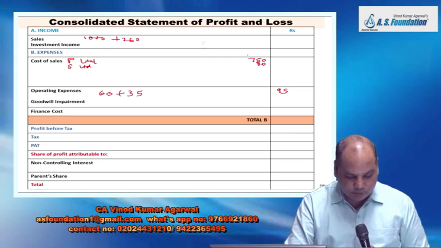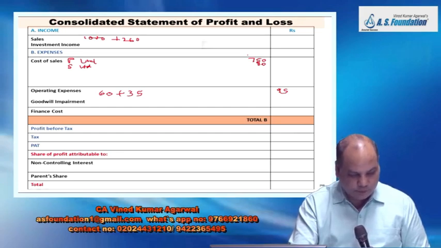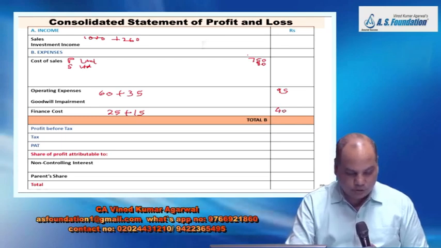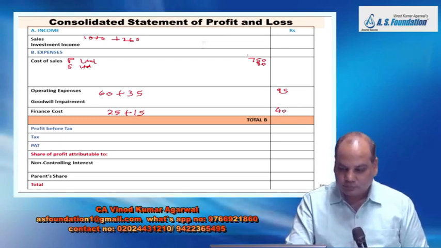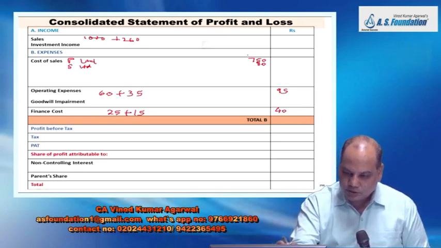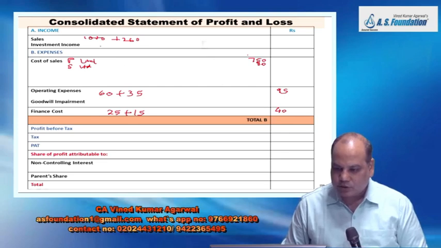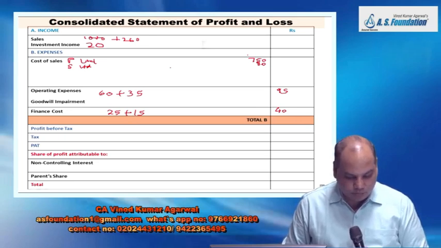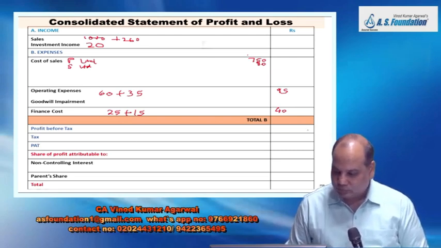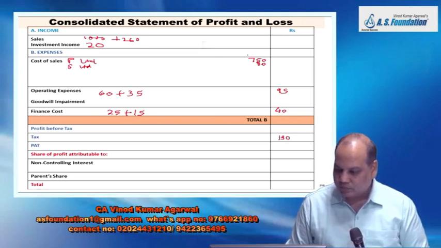Then profit from operation. Finance cost 25 plus 15, that is 40. Investment income. So here you write investment income in the sales and investment income. Just write 20. We'll come back to this. Then profit before tax don't write. Tax write down. 100 plus 30. 130. Profit for the year we'll calculate. Okay.